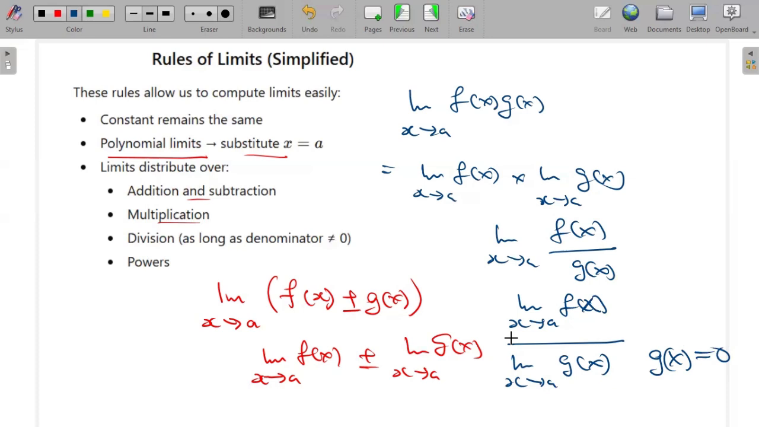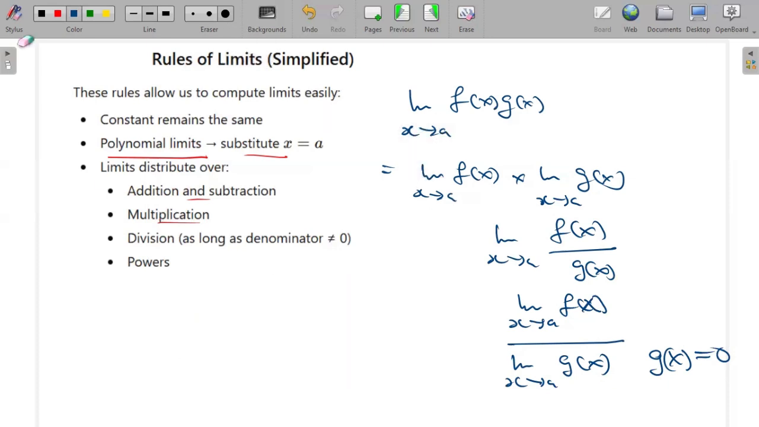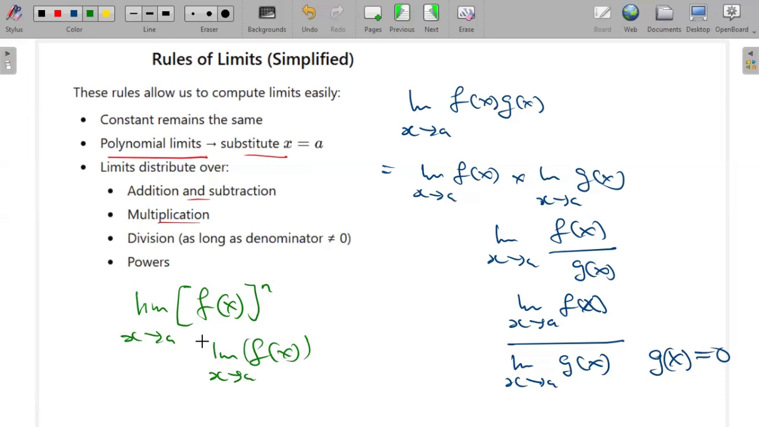All right, and over powers, the last point just says you can distribute over the power. If you have the limit as x goes to a of the function f of x raised to the power n, distributing over the power just means you can take the limit as we approach a of the function f of x, and then the power n stays there. So you can do that. Okay, so these are some of the basic rules when it comes to limits.